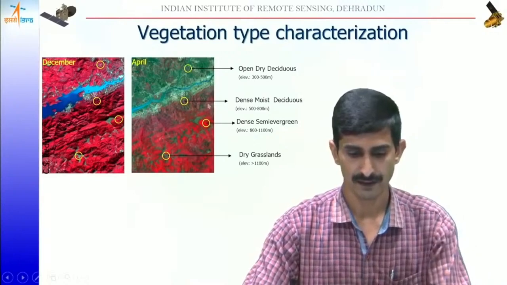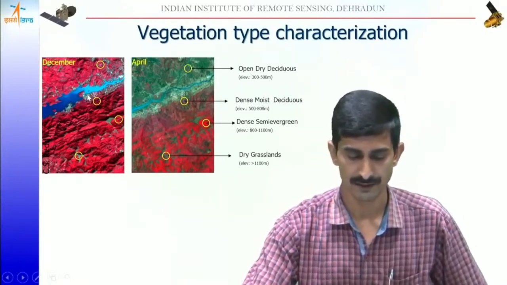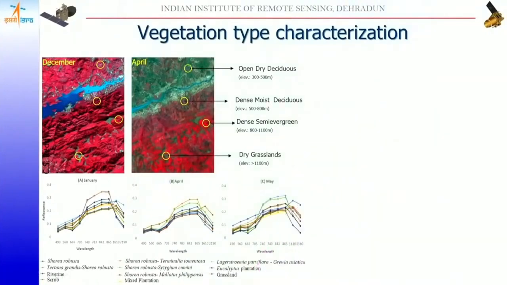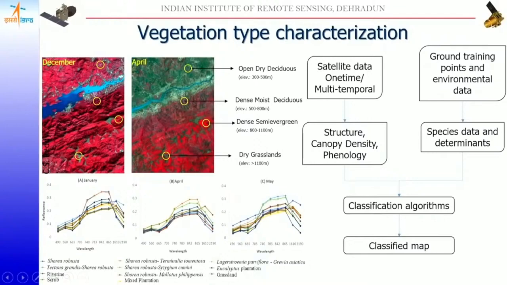So here you can see the different vegetation types depicted in the image, because of the difference in the phenological patterns and the other characteristics of the vegetation, we can easily differentiate based on their spectral properties and also with the derived products, for example, the vegetation indices. So in the January, April and May months, you can see the similar vegetation responds differently. Based on this spectral separability among the different vegetation types, we can characterize the different species as well as the vegetation.